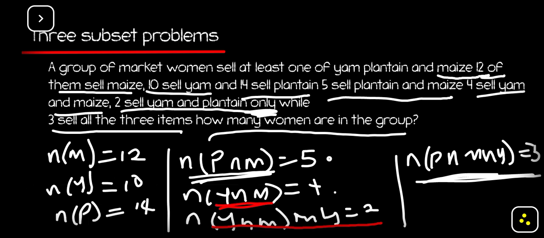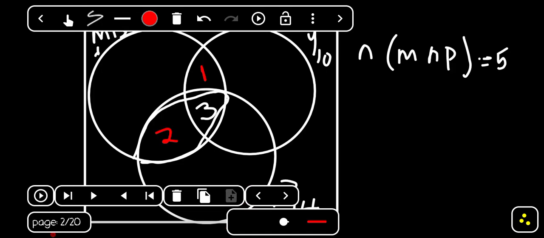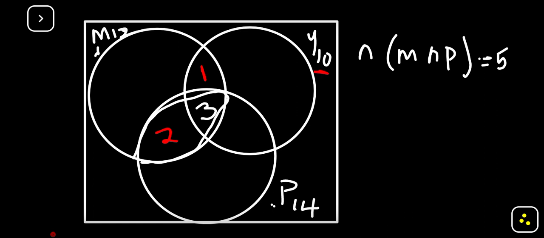This should be yam and plantain only. Oh, I made a mistake. This should be yam and plantain only. So I made a mistake earlier on. This is yam and plantain only. So yam and plantain only is 2. So if we put it there, this is yam, this is plantain.